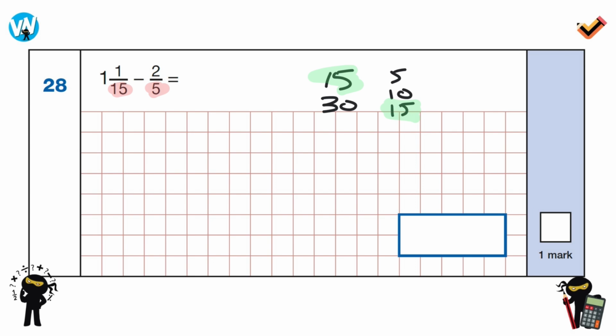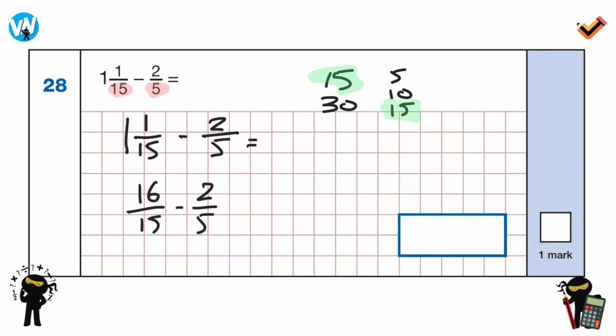1 and 1 15th, take away 2 fifths. So 15 times 1, add 1 is 16 over 15. So 16 over 15, take away 2 fifths.